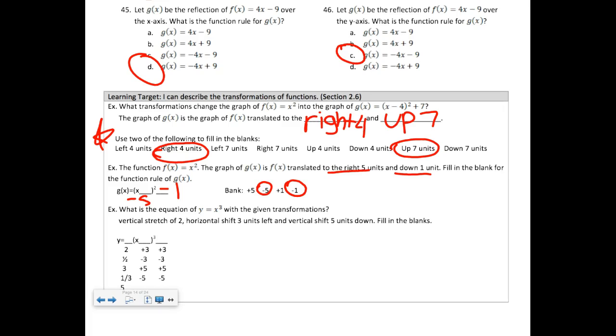All right, the stretch. Reminder, the stretch goes in front. So that would mean I would have a 2 in front here. This time I go left 3. What does it mean for left 3? What do I need? +3, exactly. We need a +3. And then it says down 5 units, so we would say minus 5.